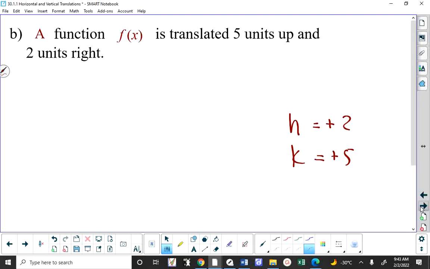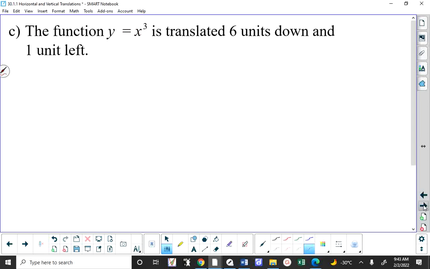So if we load both of those parameters into our template, the template is y equals f of x minus h, which is 2, plus k, which is 5. So any function, I know we're talking about this specific function of y equals the absolute value of x, but any function, which includes the absolute value of x, that is translated 2 to the right and 5 up, will have that equation. Y equals f of x minus 2, close brackets, plus 5. Are you still with me? Okay. And I think you see where this is going.